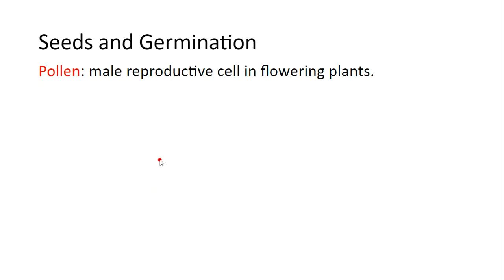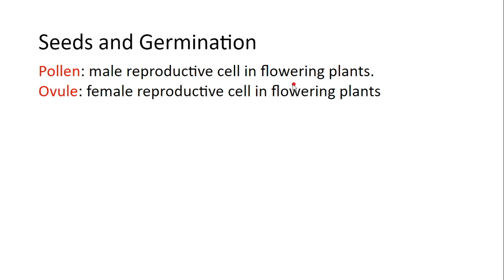So talking about germination and seeds, we said pollen is the male reproductive cell in flowering plants, and the ovule is the female reproductive cell. Before, when we were talking about animals, we said sperm for male and egg for female. But in plants, it's pollen and ovule. So it's still sexual reproduction because we are exchanging gametes from male and female. There are two parents used in reproduction here for the plants.